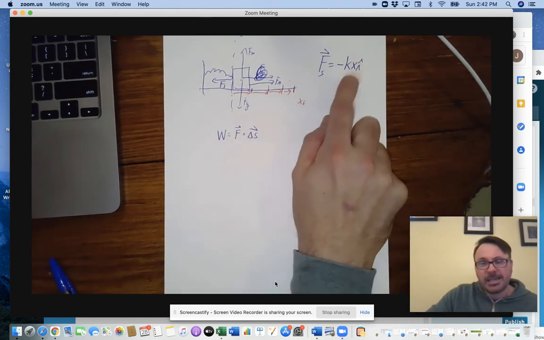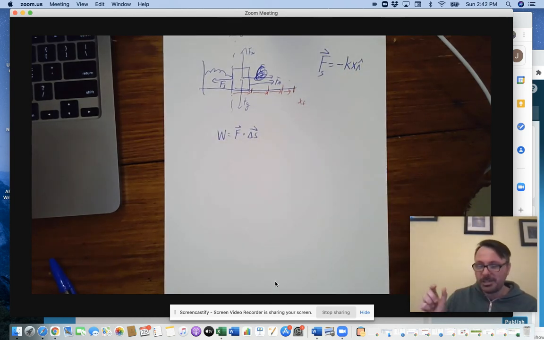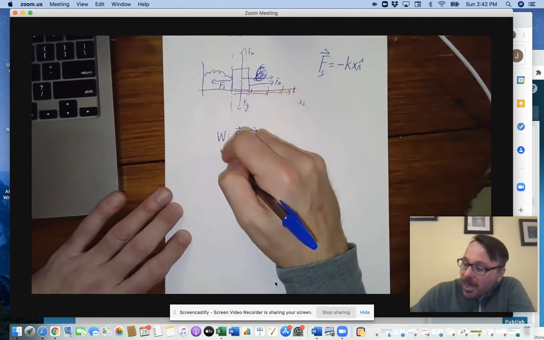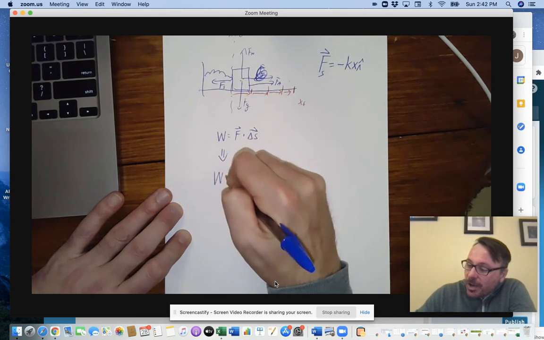Because that's growing as x grows. Hopefully you see where this is going. Well, if I want a better approximation, I make the displacement smaller and smaller and smaller. Eventually, if I make it really, really small, and I just want to add up all the little bits of work that are done over each little bit of displacement, hopefully you see where this is going, that I would actually need to do an integral.